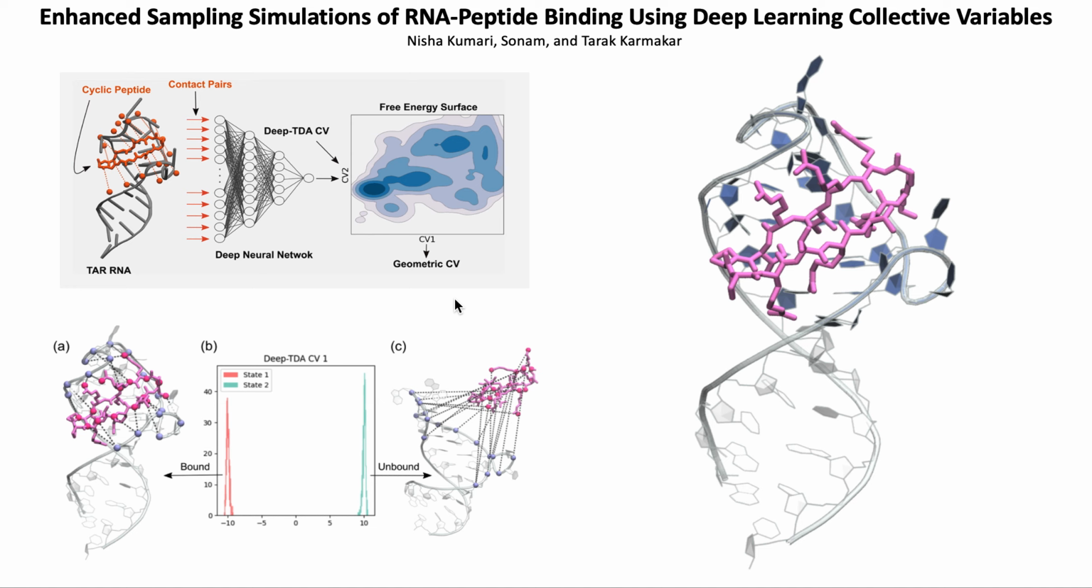So they suggest that this indicates that machine learning can be an effective avenue for applying enhanced sampling and making MD simulations more efficient, especially for protein RNA complexes.